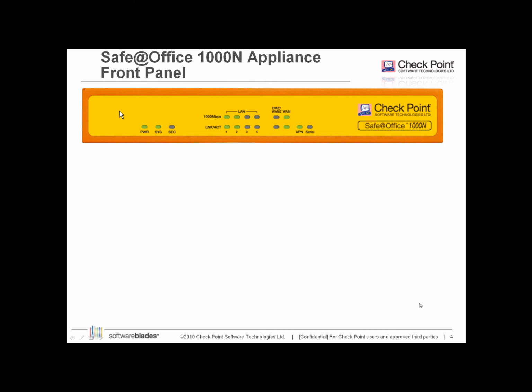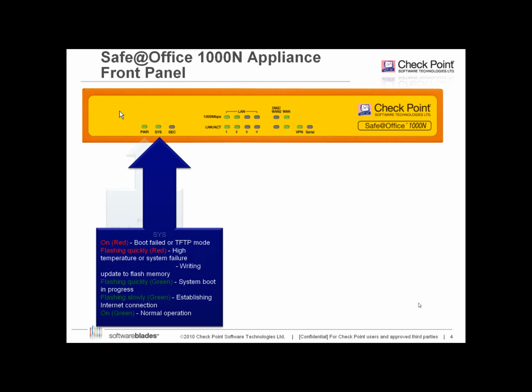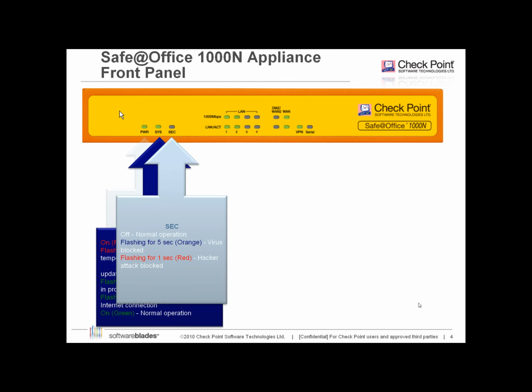Let's talk about the SafeIt Office front panel, where we can see the different types of LEDs, and the different colors of the LEDs will inform us of different statuses. For example, the power LED can be either off, of course, or green, which means normal operations. The system LED, if it's red, means that the boot failed, or in TFTP mode you can flash the appliance with different firmwares or configuration files. If it blinks faster or slower, it means different things, and so on. All this information you can find in your books.